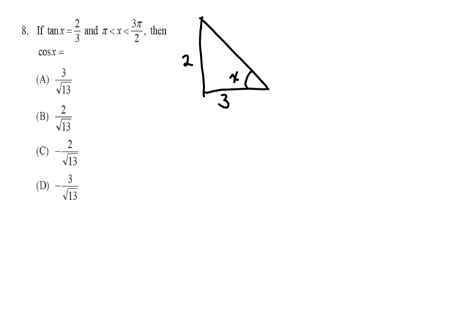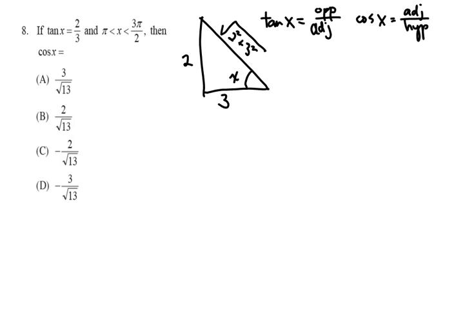Now we're going to use that to find the other side, because the cosine is the adjacent over the hypotenuse. So we still need to find the hypotenuse. Using the Pythagorean theorem, it would be the square root of 2 squared plus 3 squared, or the square root of 13. Now we can find the cosine, which is adjacent over hypotenuse, so that would be 3 over the square root of 13. So the cosine of x is going to be 3 over root 13, or that is the reference angle of the cosine of x.